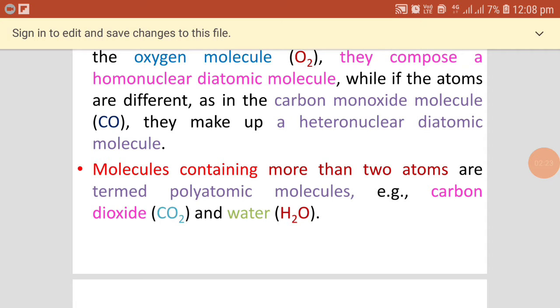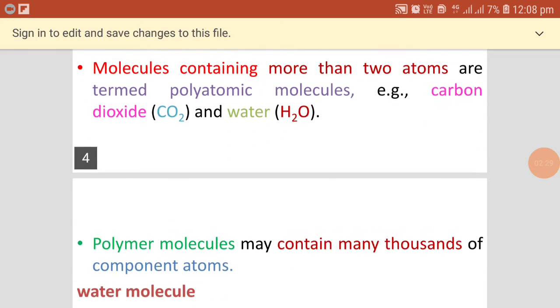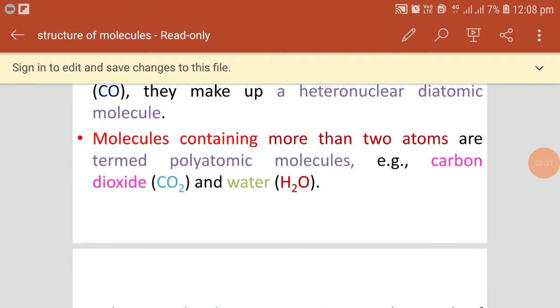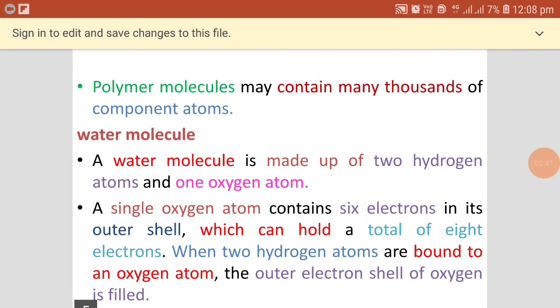Molecules containing more than two atoms are termed polyatomic molecules. Examples are carbon dioxide and water. Here in carbon dioxide, one carbon and two oxygen atoms are there, so more than two atoms are there, so it is called a polyatomic molecule. Polymer molecules may contain many thousands of component atoms.